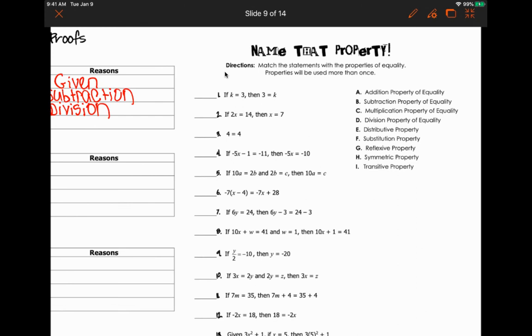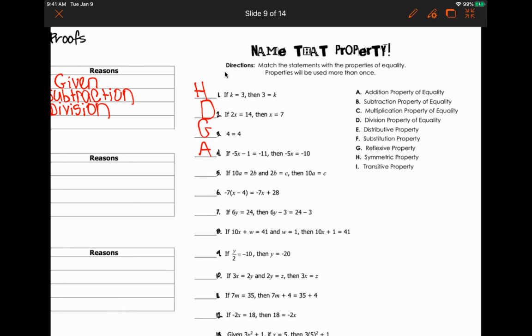So if k equals 3, then 3 is equal to k. So that's the if a equals b, then b equals a, which is the symmetric property. So that's H. And by the way, the properties could be used more than once. If 2x equals 14, then x equals 7. So you divide it by 2, so that would be division, or D. 4 equals 4, so that's like a equals a, and that is reflexive, or G. If negative 5x minus 1 equals negative 11, then negative 5x equals negative 10. They added 1 to both sides, so that's addition, or A.